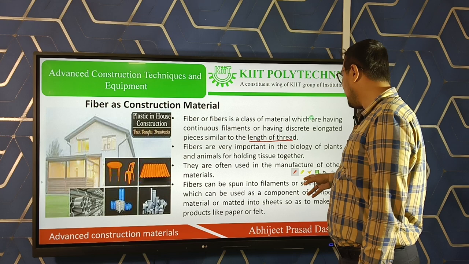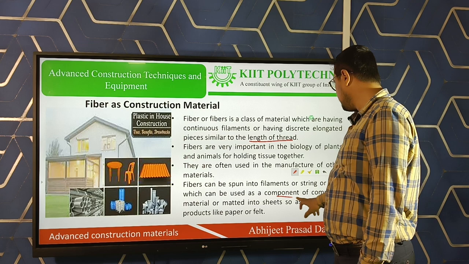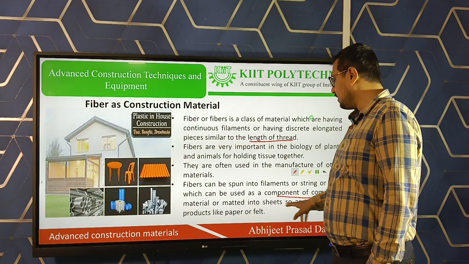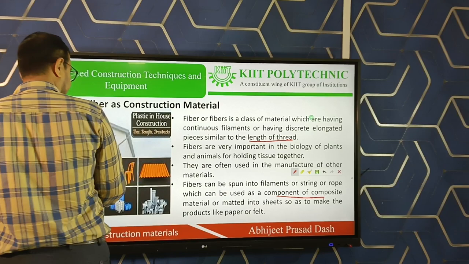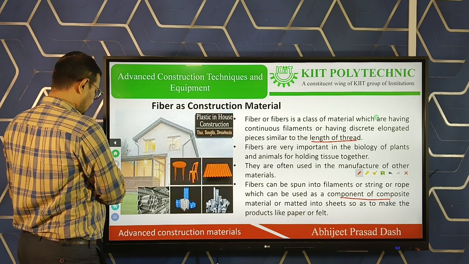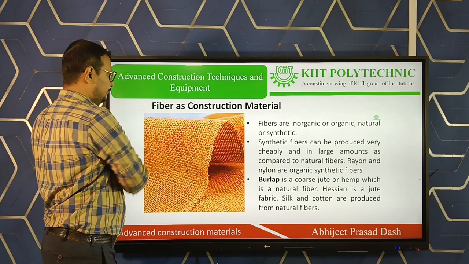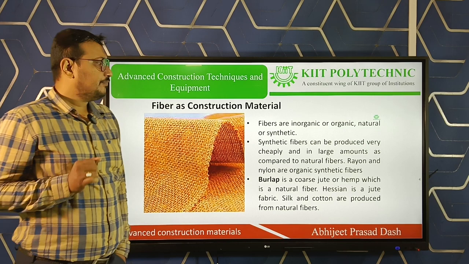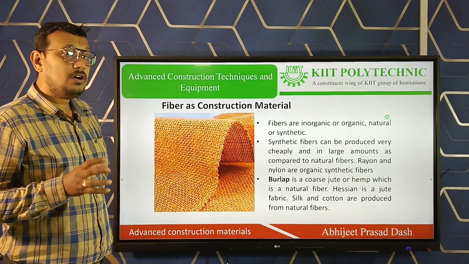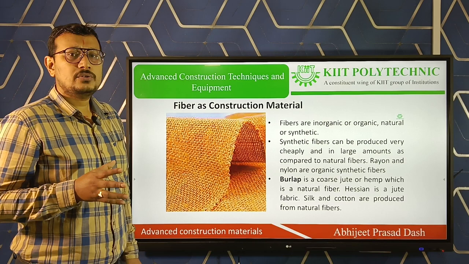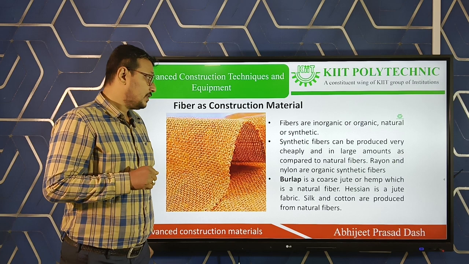Fibers can be spun into filaments or strings or rope, which can be used as a component of composite material, or matted into sheets so as to make products like paper. So, fibers as construction material. Fibers may be organic, may be inorganic, may be natural or synthetic. Synthetic fibers can be produced very cheaply and in a very large amount, which can be used in our construction industry.